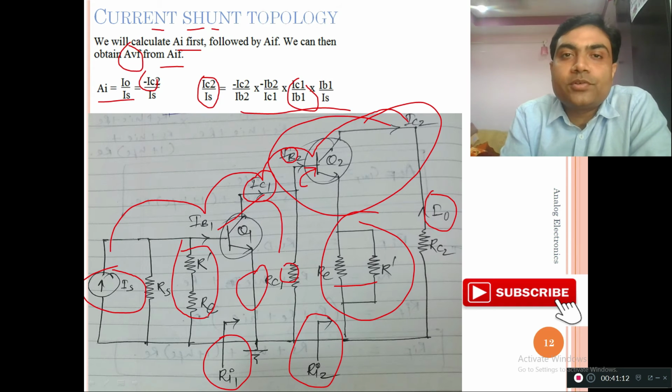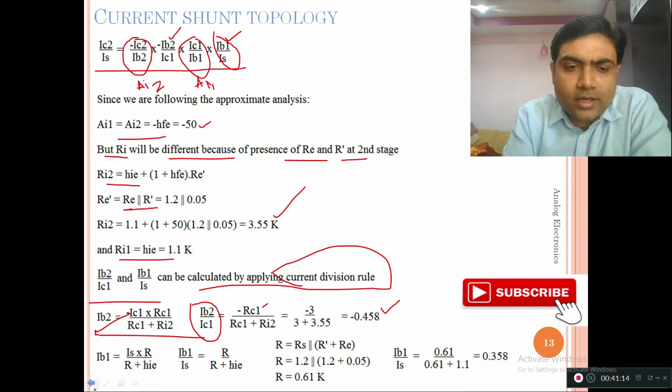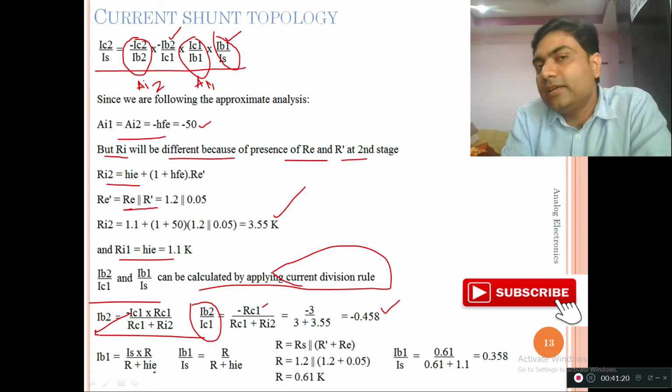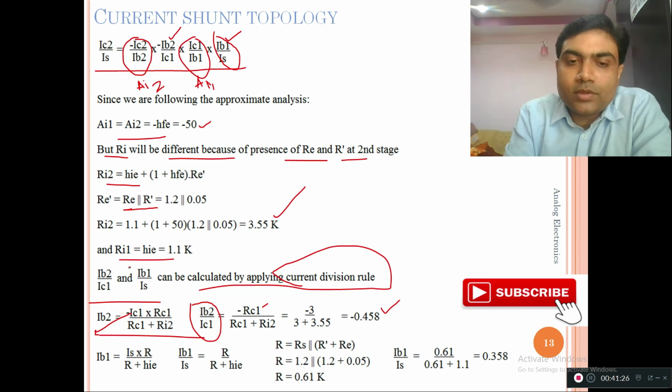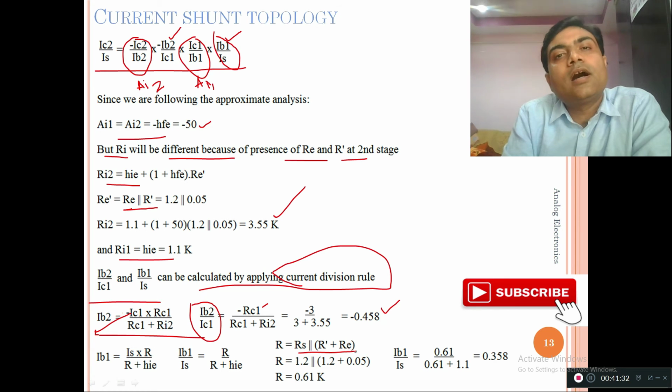So these are the opposite resistances. Now again, Ib1 is nothing but Is into R upon R plus Hie. What is R? R is the parallel combination of these particular resistances, which we have determined over here. R is nothing but Rs dash in parallel with R dash plus Re. So this is R, and R is nothing but 0.61.